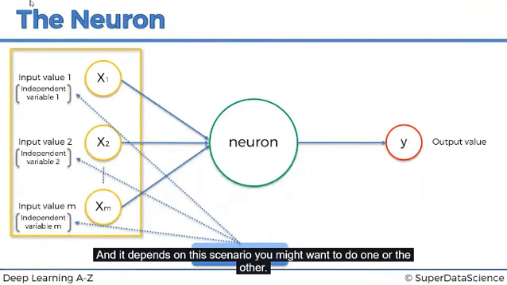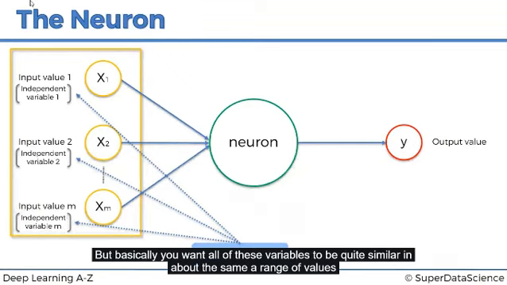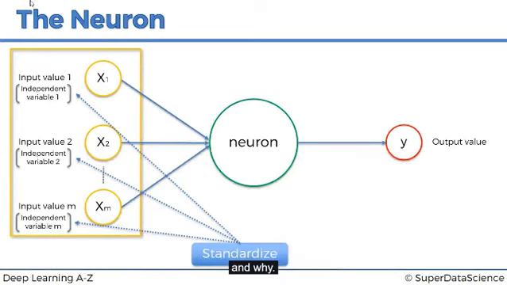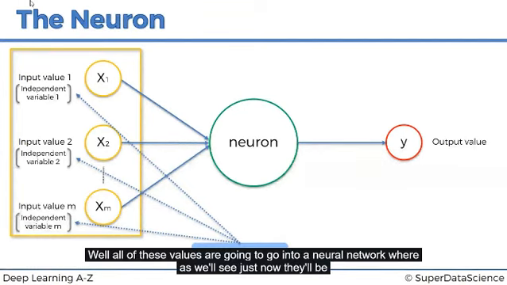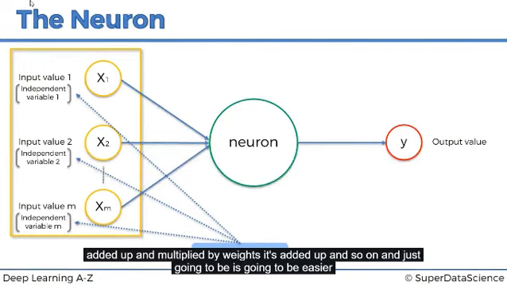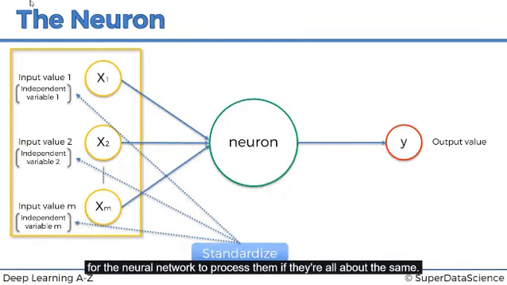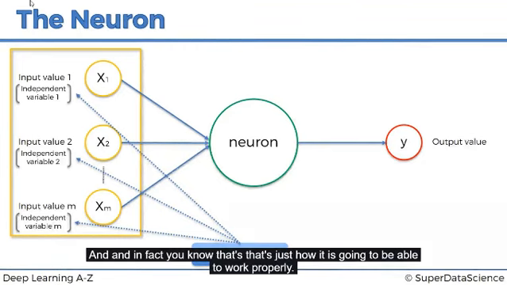You might want to do one or the other, but basically you want all of these variables to be in about the same range of values. And why is that? Well, all of these values are going to go into a neural network where, as we'll see just now, they'll be added up and multiplied by weights, added up, and so on. It's just going to be easier for the neural network to process them if they're all about the same, and in fact, that's just how it is going to be able to work properly.